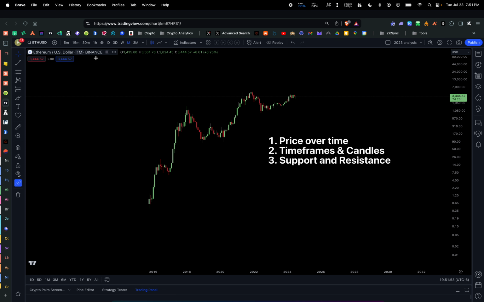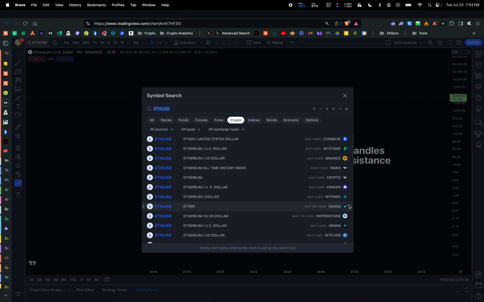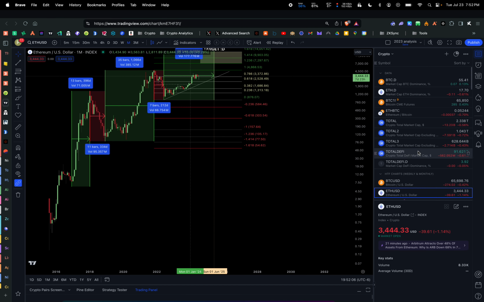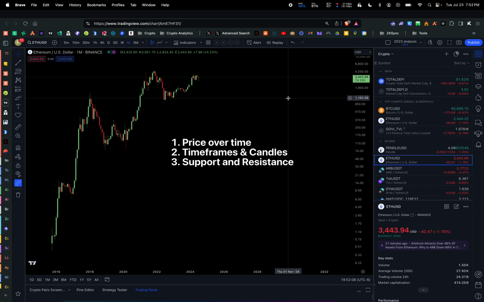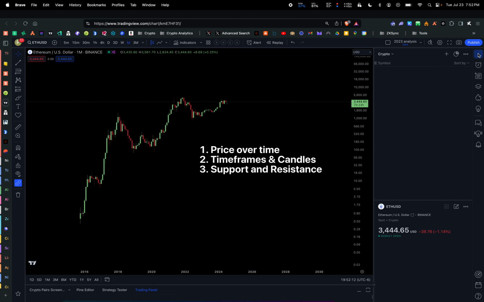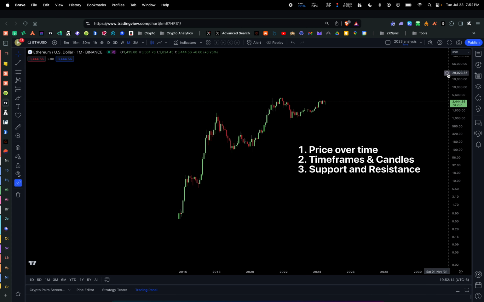So we're already on there. This is Ethereum to US dollar, meaning the prices here are listed in US dollars. You get the idea. Use the index and just save it in your crypto tab window.